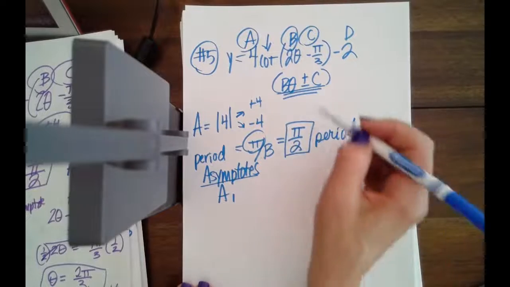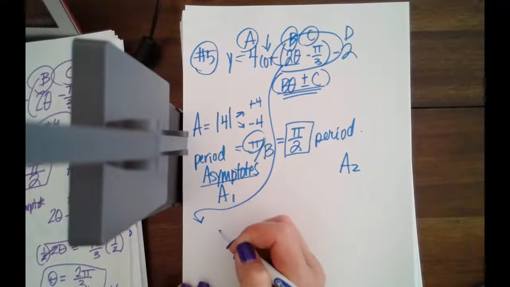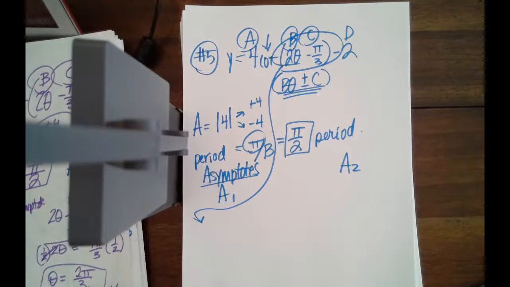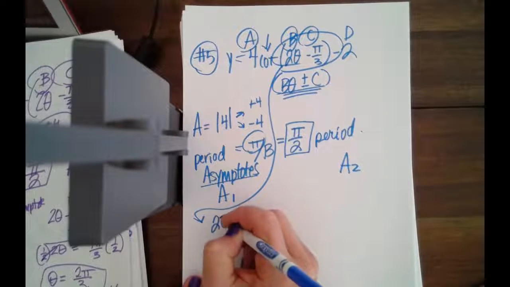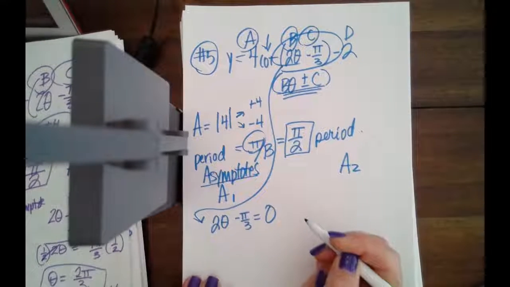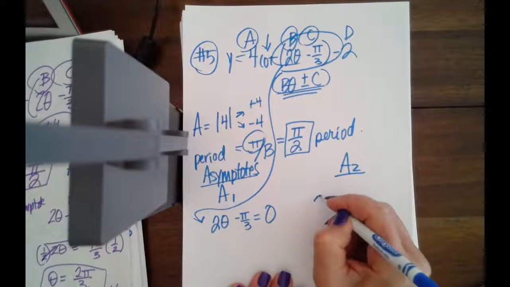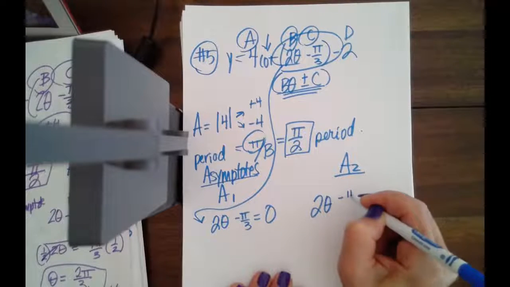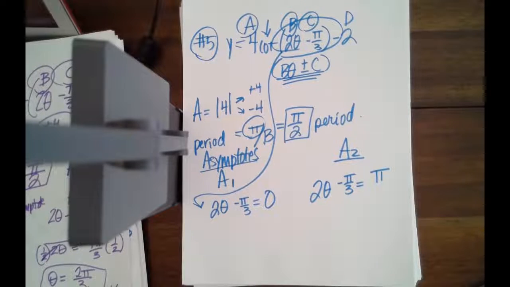In order to do that, you have to take this expression and set it equal to the undefined radian values for cotangent. For cotangent, you're going to say 2 theta minus pi over 3 is equal to 0. That's going to be the first undefined location on the unit circle for cotangent. Then on the next one, 2 theta minus pi over 3 is equal to pi, because that's our second location where it's undefined. So we are putting asymptotes at the theta locations where the function would be undefined.